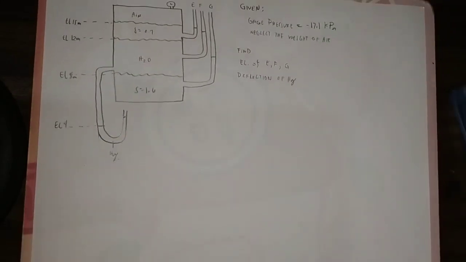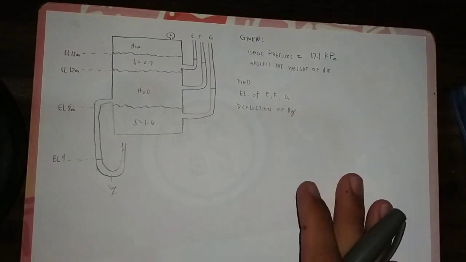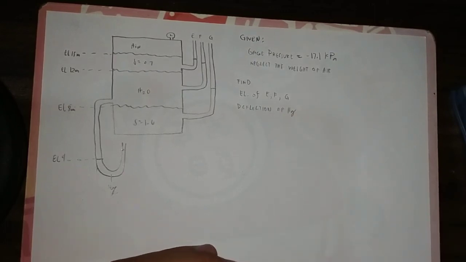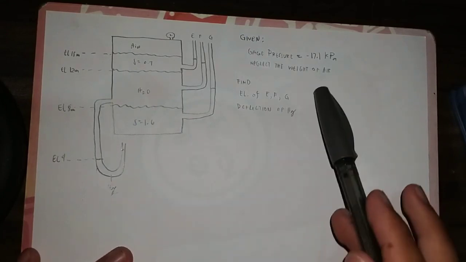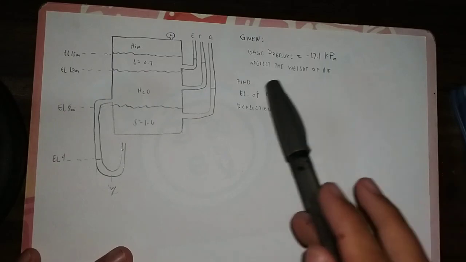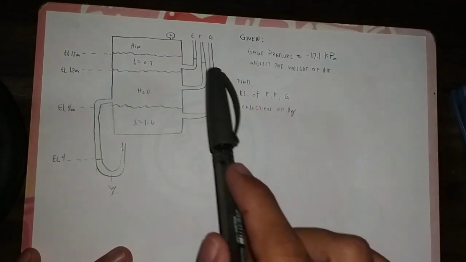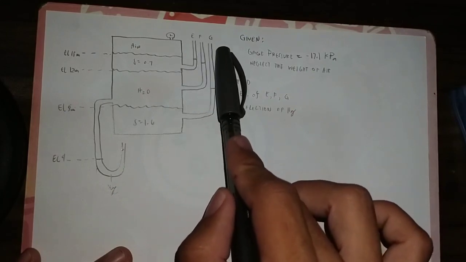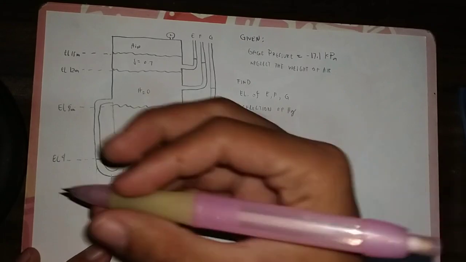So hello everyone, let us solve this problem. This problem is in fluid mechanics. We have here the diagram, the given: the gauge pressure is equal to negative 17.1 kilopascal. Neglect the weight of the air, and then find the elevation of E, F, G, and the deflection of our mercury. So this is Hg.